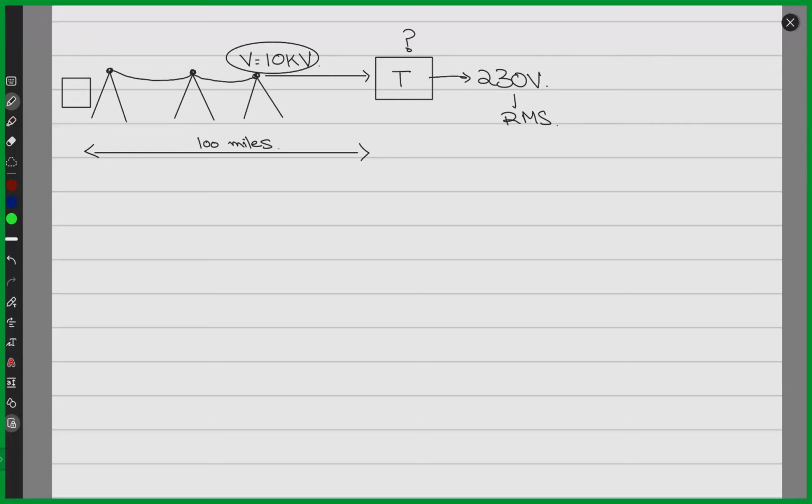Now, the question is, why do I need such high voltage to transmit, or why do I need such high transmission voltages? Can you take a guess? Why would that be? Because of the resistance of the wires? Because of the resistance of the wires, right?